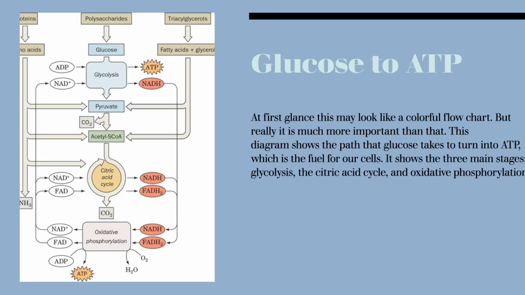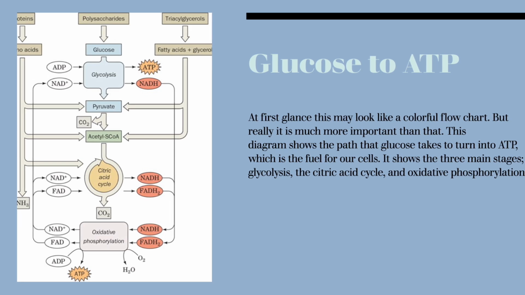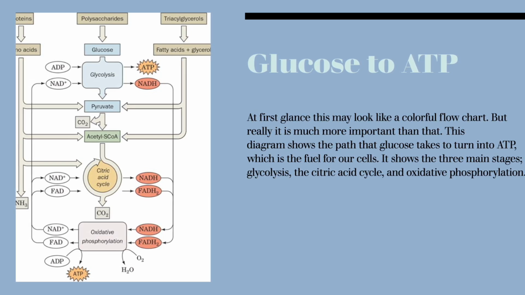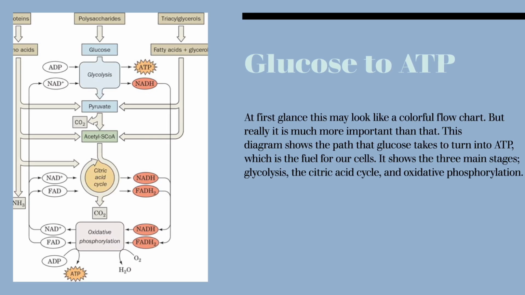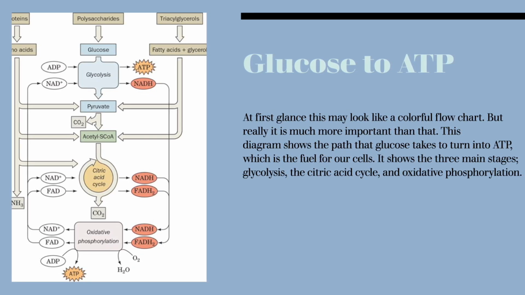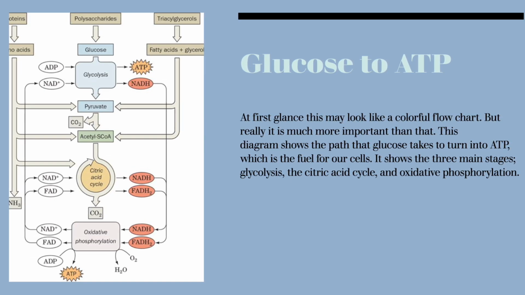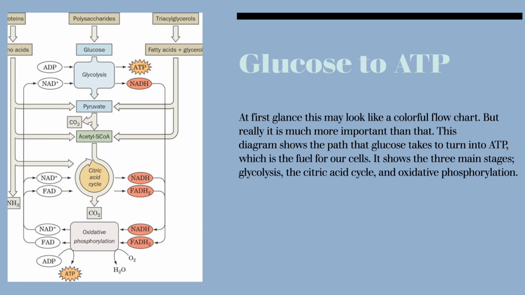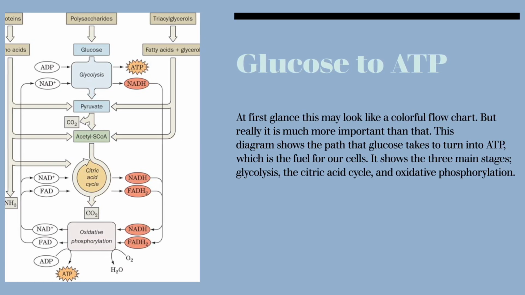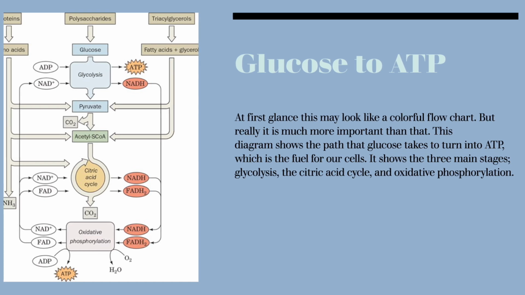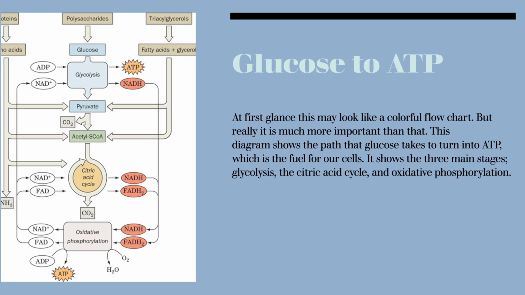For my first slide, we're going to talk about the overview of cellular respiration. The whole thing starts with glycolysis, and this is where glucose gets broken down into pyruvate molecules. Pyruvate then moves into the mitochondria. This is where it turns into acetyl-CoA. That acetyl-CoA goes into the citric acid cycle, and from there we collect NADH and FADH2, which are used in oxidative phosphorylation. And that's actually where most of the ATP is made.